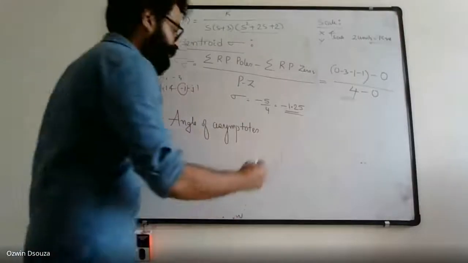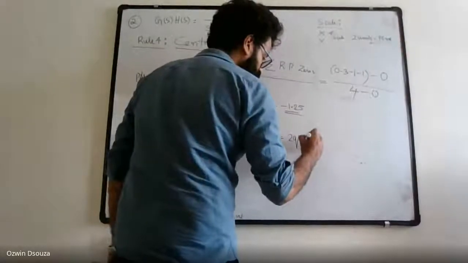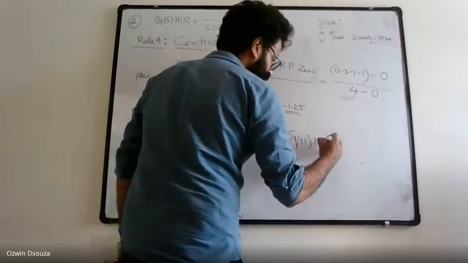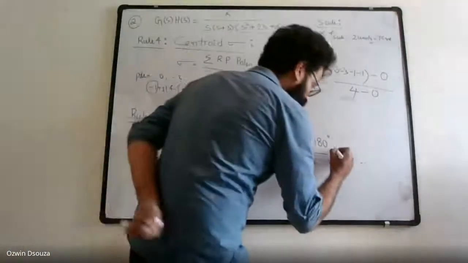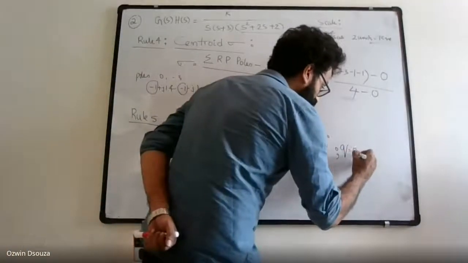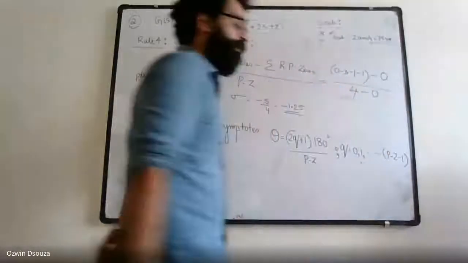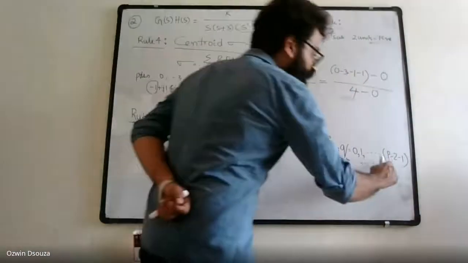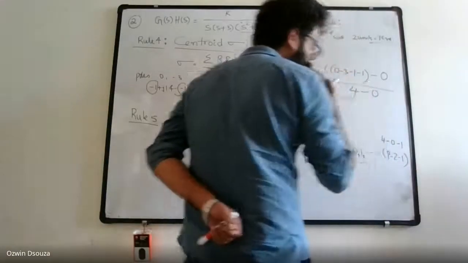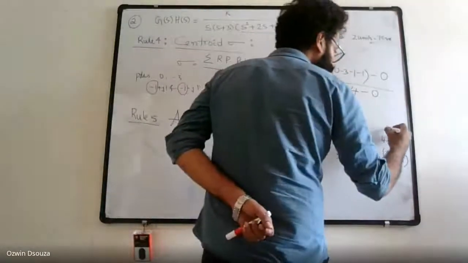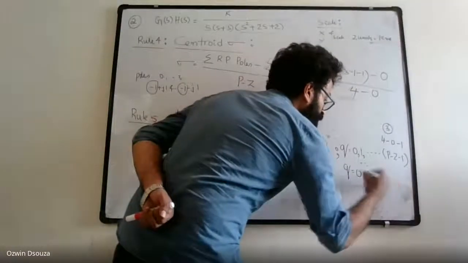Again, formula driven. The angle of asymptotes can be found as theta is equal to (2q plus 1) into 180 degrees divided by p minus z, where q is equal to 0, 1, and so on until p minus z minus 1 is reached. So what is p minus z minus 1? P is 4, z is 0, and minus 1. So 4 minus 1 will give you the number for q. So the q values are 0, 1, 2, 3.